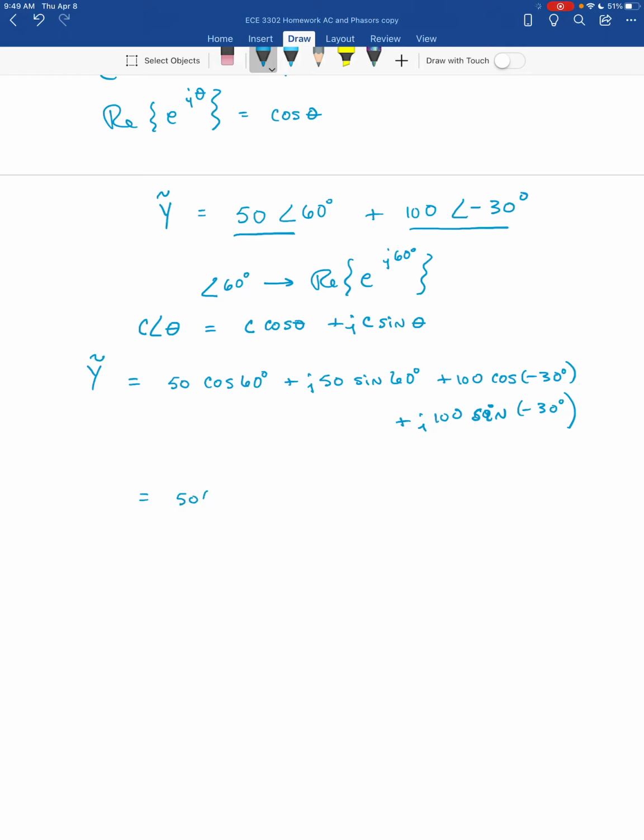So the cosine of 60 is 0.866. So this is 50 plus j 50, and the sine of 60 is 1/2 plus 100. The cosine of 30, did I get that backwards? Yeah, I got that backwards. The cosine of 60 is 1/2, and the sine of 60 is 0.866.